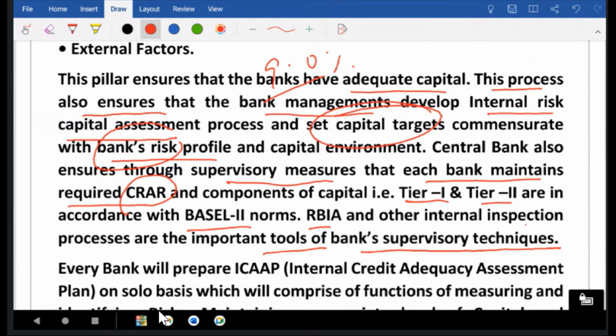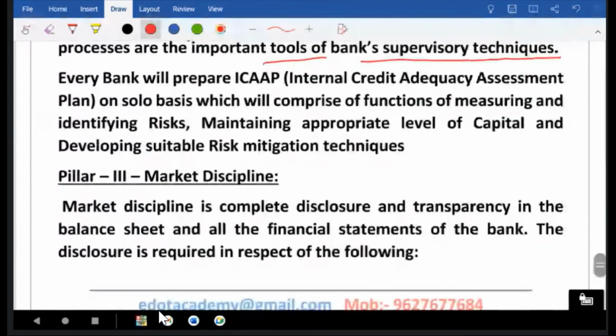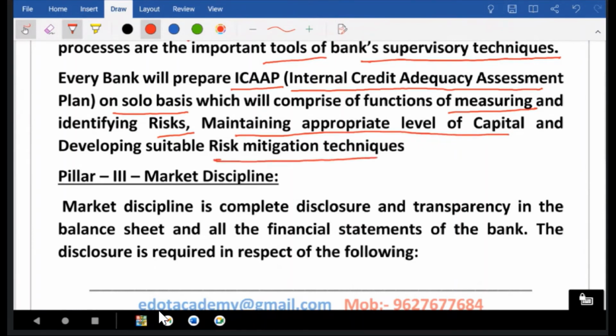Every bank will prepare its ICAAP, the Internal Capital Adequacy Assessment Plan, on a solo basis, which will comprise the function of measuring and identifying risk, maintaining appropriate level of capital, and developing suitable risk mitigation techniques. What RBI has directed is not the responsibility of RBI or Basel; they are the guiding factor. So banks themselves have to prepare their own plan and assess themselves so that an appropriate level of capital is maintained and risk is mitigated.